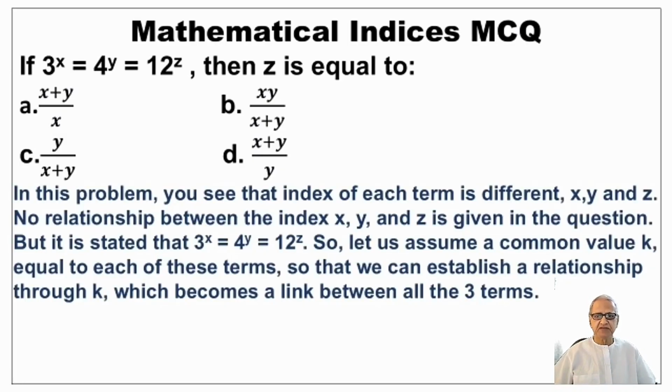In this problem, you see that each term is different: x, y and z. No relationship between the indices x, y, z is given in the question. But it is stated that 3 to the power x is equal to 4 to the power y is equal to 12 to the power z. So, let us assume a common value k equal to each of these terms so that we can establish a relationship through k, which becomes a link between all the three items.